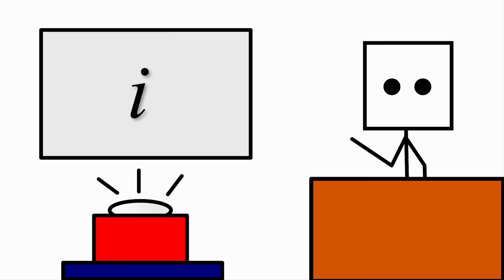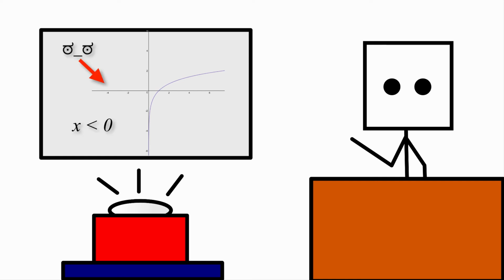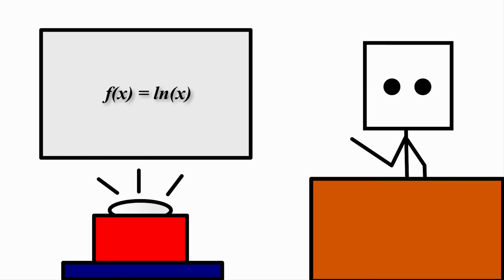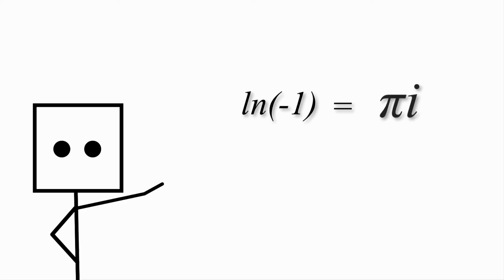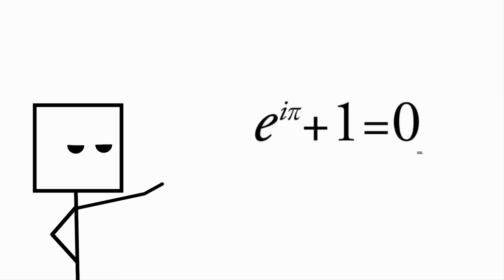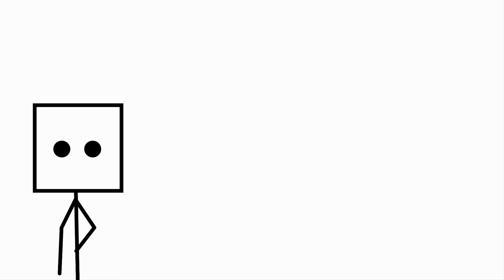What imaginary numbers can also do is be the roots to functions whose domain restricts to non-negative numbers, such as the natural logarithm. If you take the natural log of -1, you will get pi i. Now this can actually be derived from Euler's formula, which I'm not going to talk about now because it's off topic.